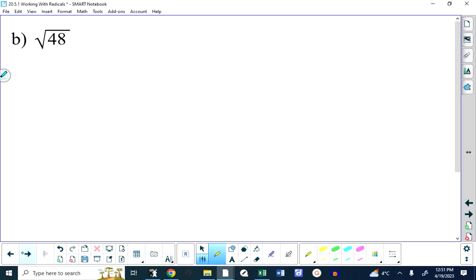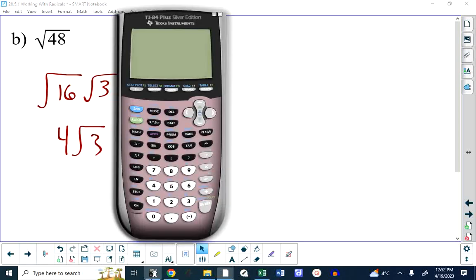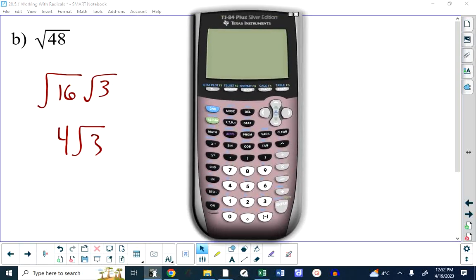That's what we want to do. 16 divides into 48 3 times. And you know, I think you should know some basic math facts, but there's nothing wrong with you using your calculator, plunking around on it, and finding numbers that work. And the square root of 16 is exactly equal to 4, so this is 4 root 3. And before I go on, I really want to impress on you what this means.